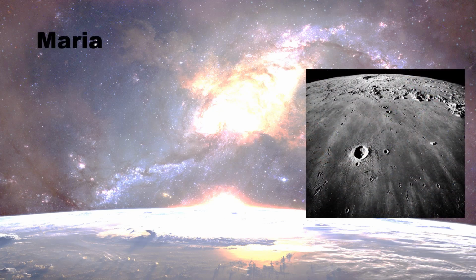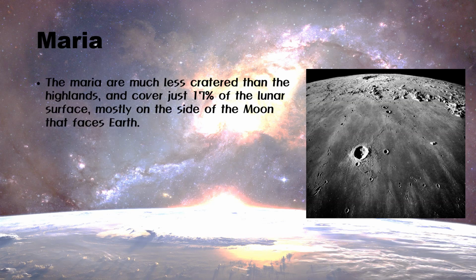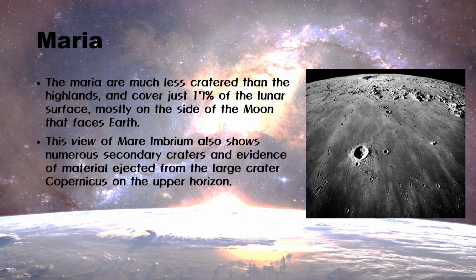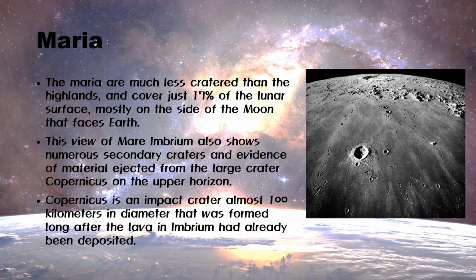Now let's talk about the other feature of the moon, which is that of Maria. The Maria are much less cratered than the highlands and cover just about 17% of the lunar surface, which is mostly on the side of the moon that faces Earth. This view of Imbrium also shows numerous secondary craters and evidence of material ejected from the large crater Copernicus on the upper horizon. Copernicus is an impact crater almost 100 kilometers in diameter that was formed long after the lava in Imbrium was already deposited.